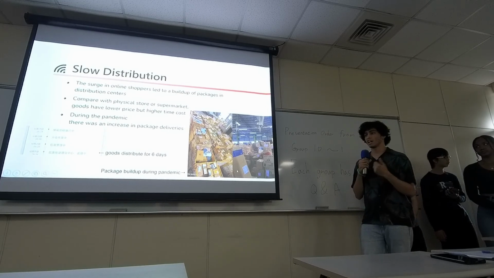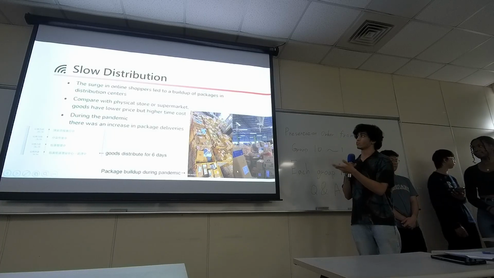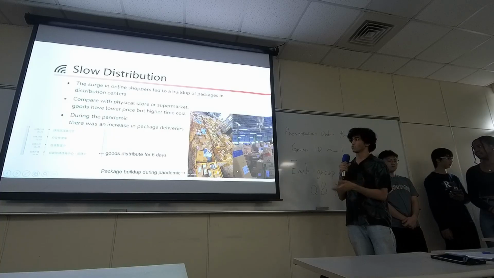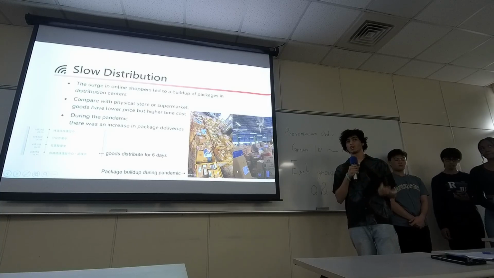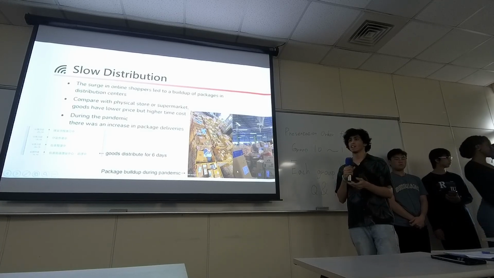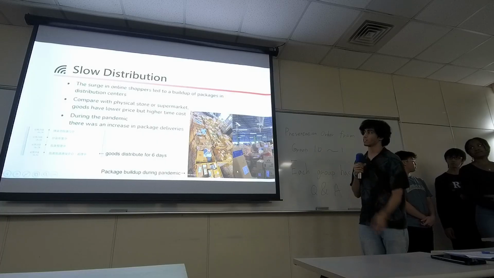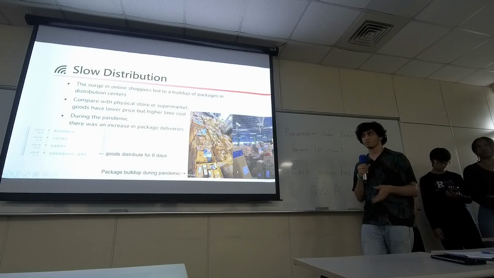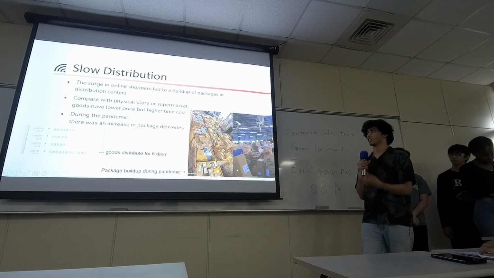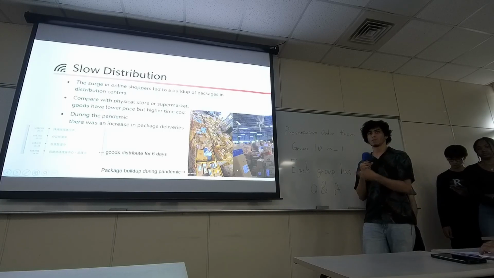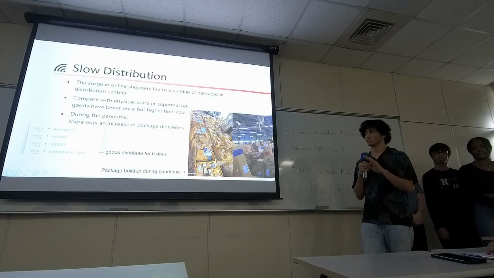Also, one of the other problems we have in this entire thing is slow distribution. What happens with slow distribution? The surge of online shoppers led to a buildup of packages in distribution centers. Of course, it's something we could see very clearly in the pandemic, in which we were not ready to handle that amount of packaging. We got an overload. People could not handle that amount of packaging. Then of course we have the problem that certain products may be cheaper or more convenient in the physical store rather than the online store. And also, of course, the pandemic phenomenon in which there was a very great exponential increase in package deliveries.